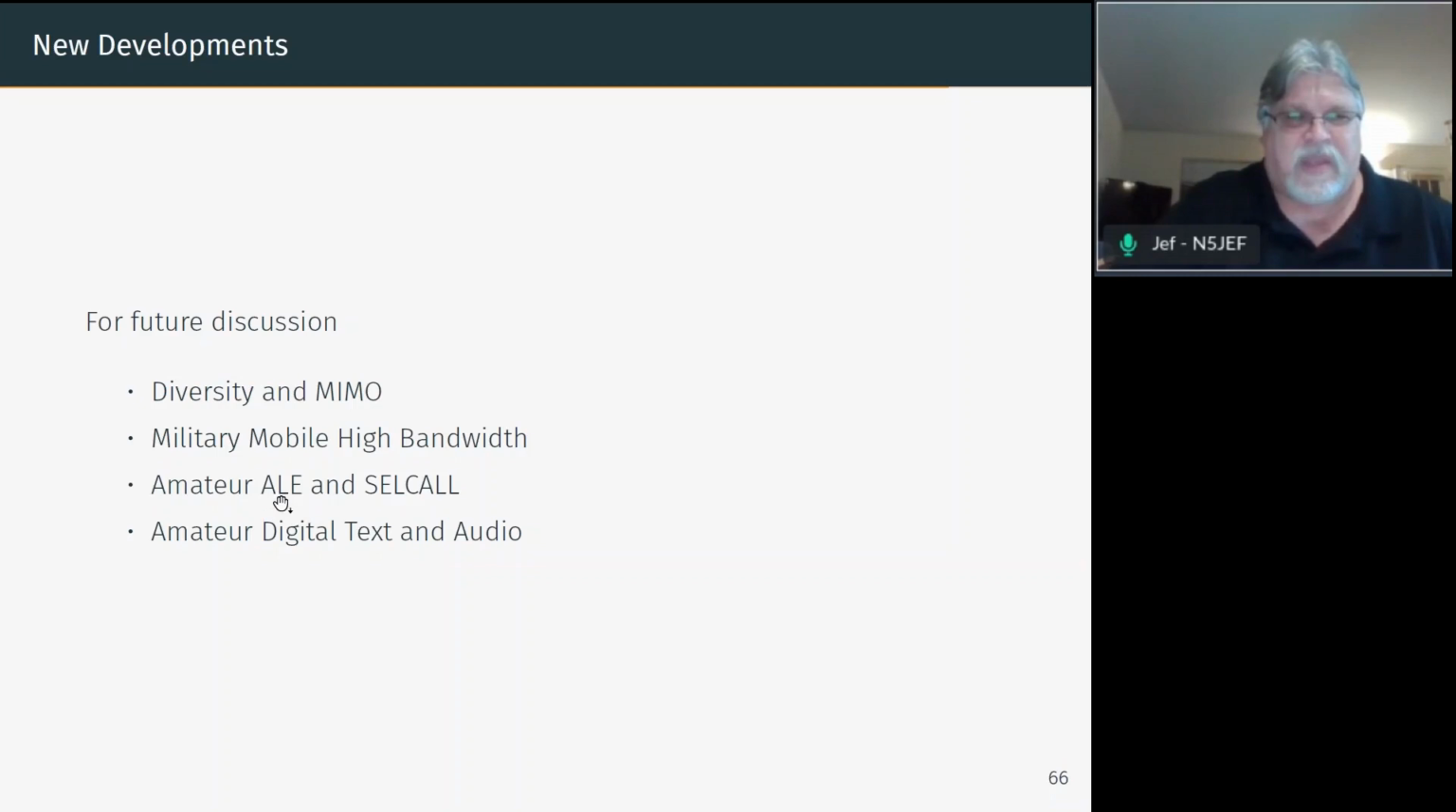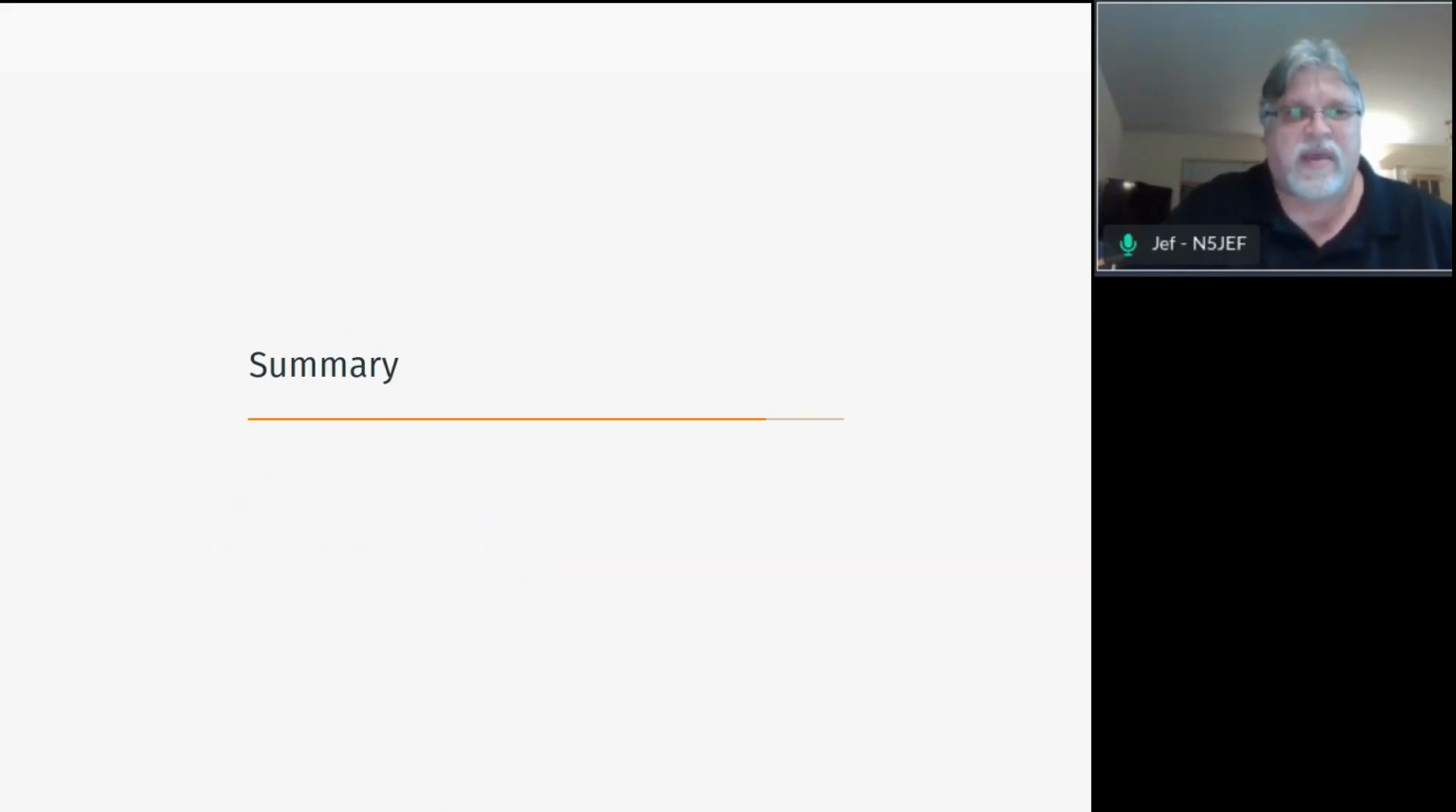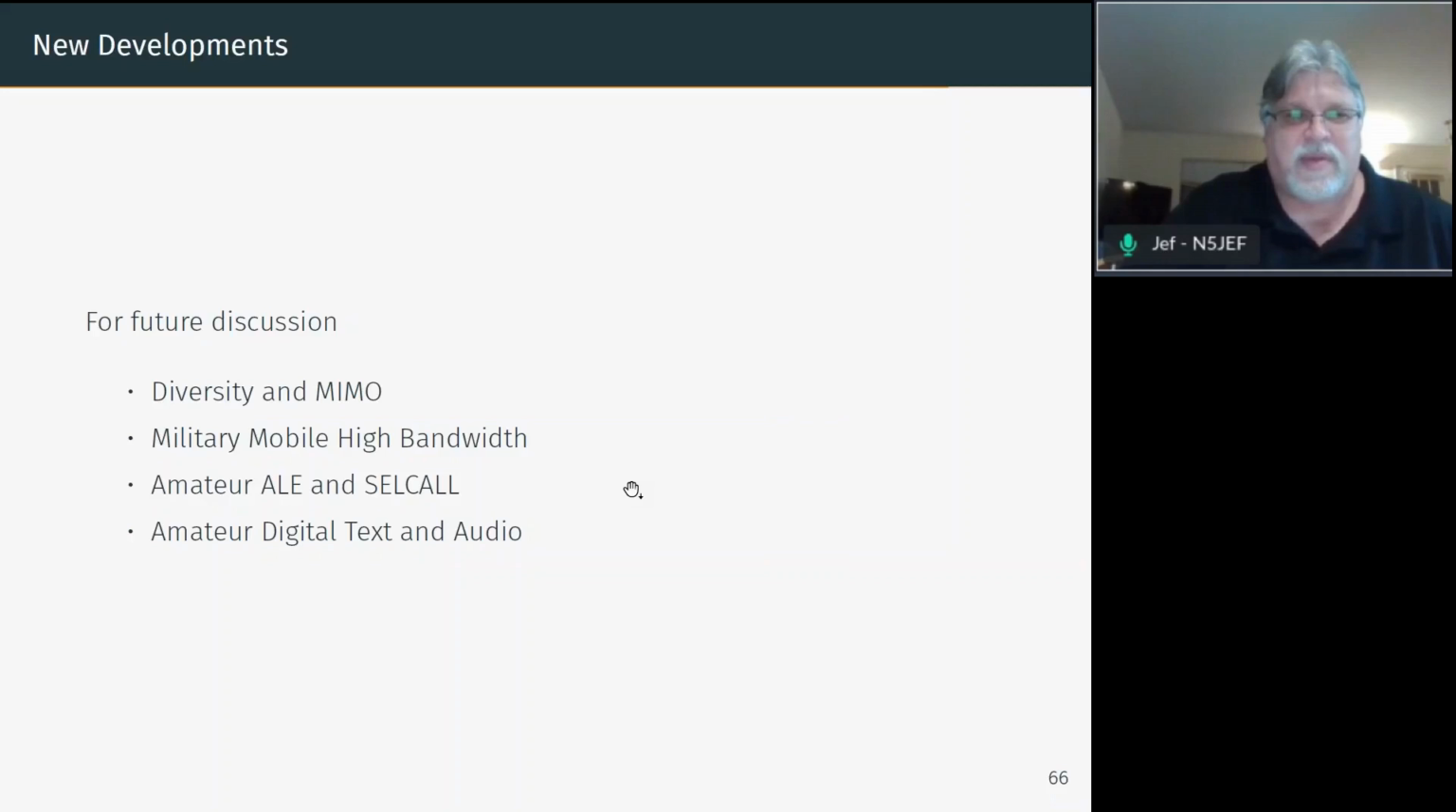Then there's automatic link establishment, ALE, where you let your radio decide what band and what frequency to connect with, and then you can call people up by their ID number. That also uses selective calling. And we've already touched on amateur digital text, and there's digital audio on the HF bands as well. So kind of like what Greg did, I'm saying there's a lot of stuff out there if you want to play with it, explore, and push back the technological bleeding edges.